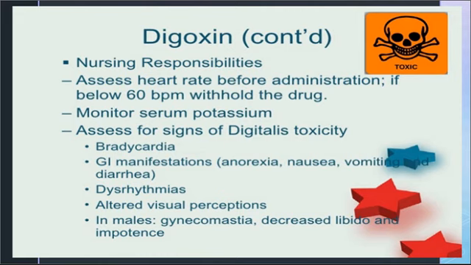Digoxin we've talked about before. Assess their heart rate. Hold if the heart rate is less than 60. Assess for bradycardia, dig toxicity, anorexia, nausea, vomiting, diarrhea, yellow halos around their vision, dysrhythmias. Males might get gynecomastia and impotence.